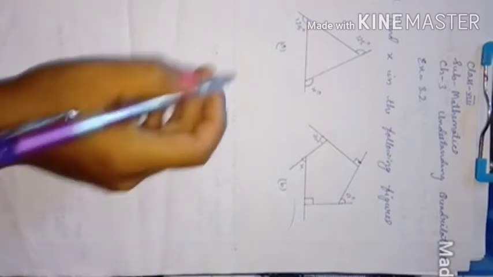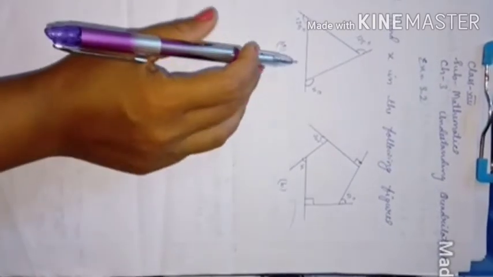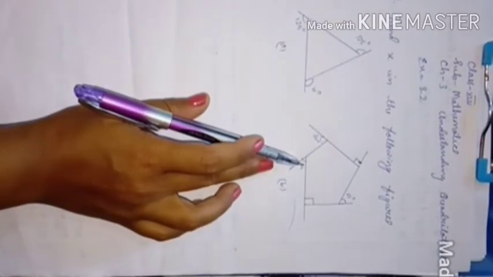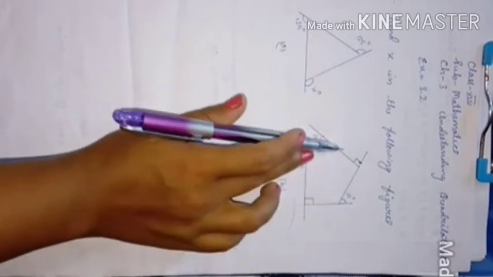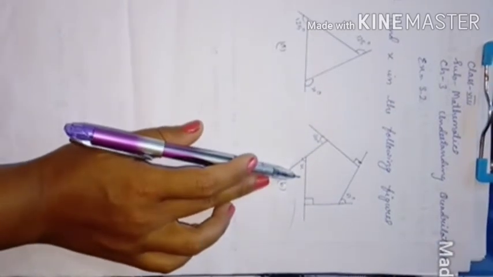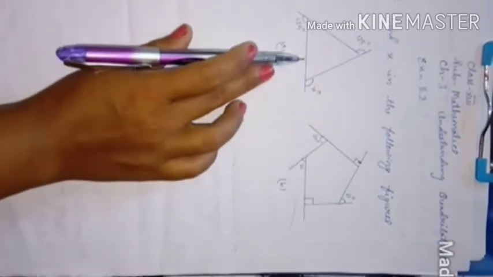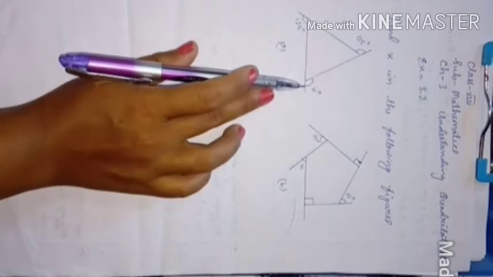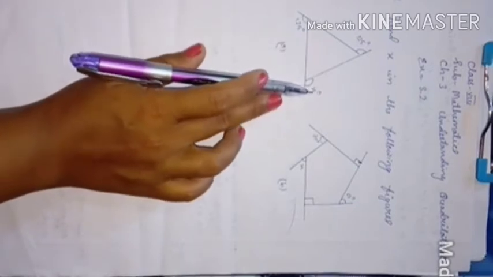Question number 1, find x in the following figure. Here two figures are given. This is a triangle, isn't it? And this is a square. And this is what? 1 2 3 4 5. If it has 5 sides we can say pentagon. And this is what? Triangle. And we have to find the value of what? X degree. Okay, what is the value of x?